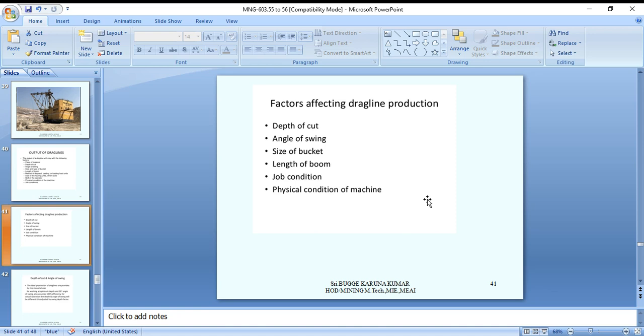Depth of cut, angle of swing, size of the bucket, length of the boom, job condition, physical condition of the machine. With an old machine, the performance will be low. Job condition also can be very low. Length of boom is one, bucket size is also, angle of swing, depth of the cut. So these are the factors affecting dragline production, important factors for getting good production.